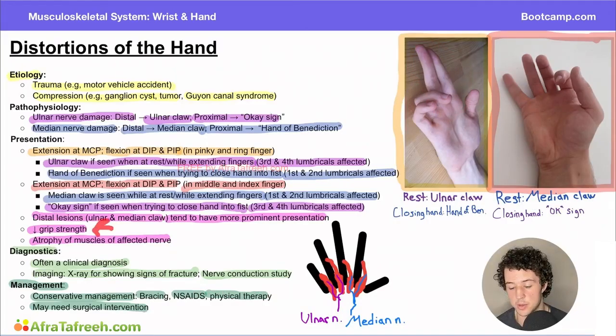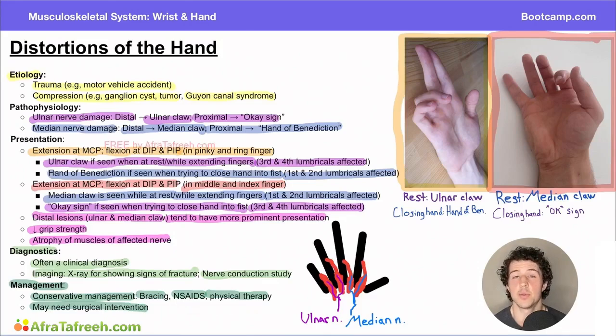And these patients may have decreased grip strength or atrophy of the affected nerve area. It is often diagnosed clinically, although we may use an X-ray if there was trauma or we suspect a fracture, and treatment of this patient will begin conservatively and may progress to surgical intervention if needed. And a practice question might sound something like this.